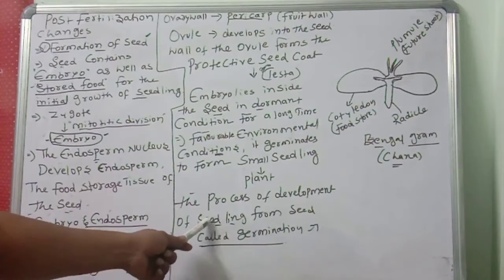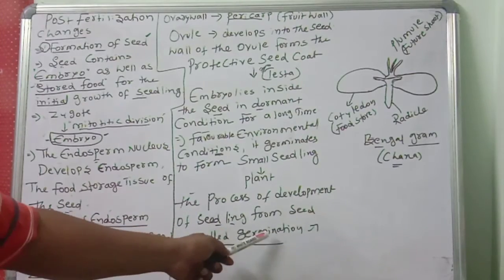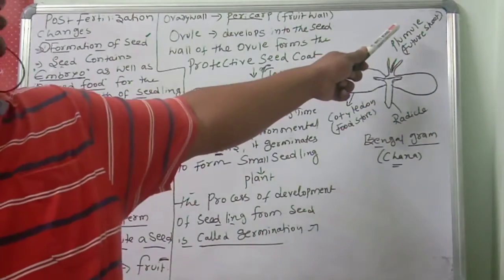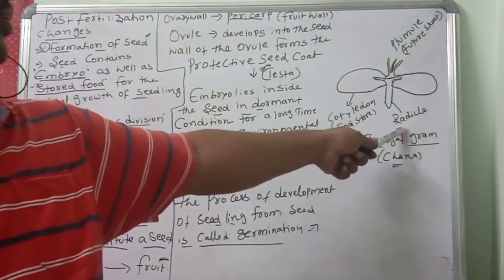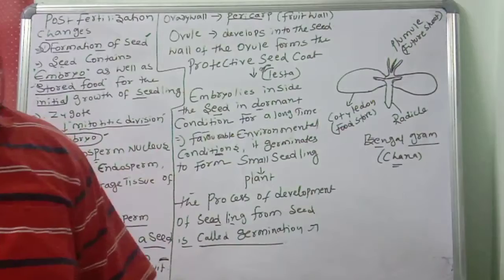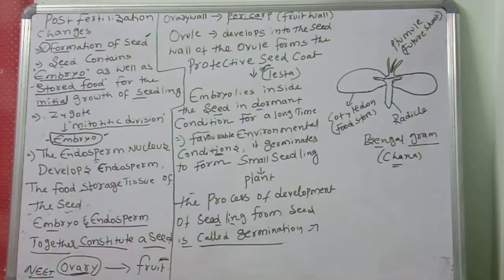The process of development of seedling from seed is called germination. The best example, with plumule, radicle, shoot, root, and cotyledons, is the Bengal gram seed, that is chana, which we discussed.